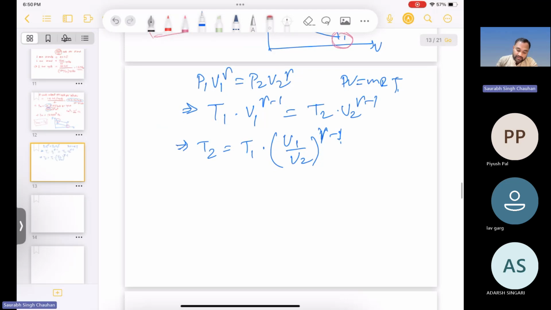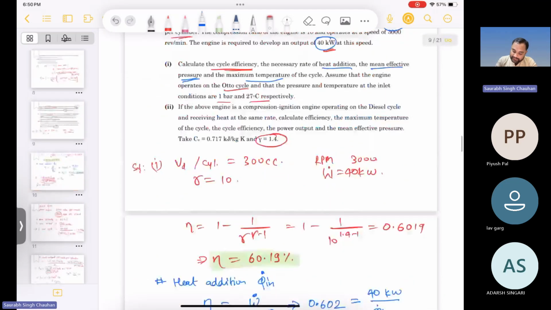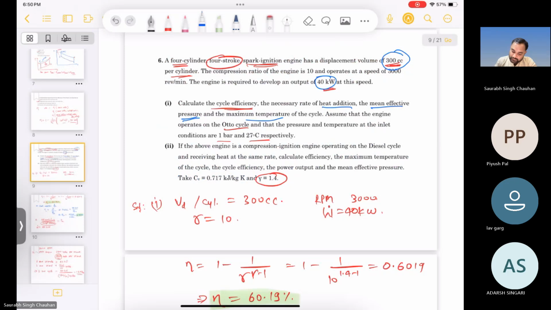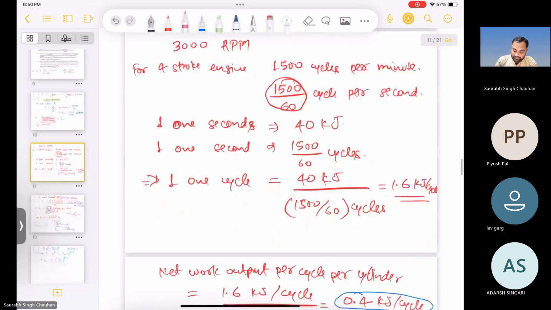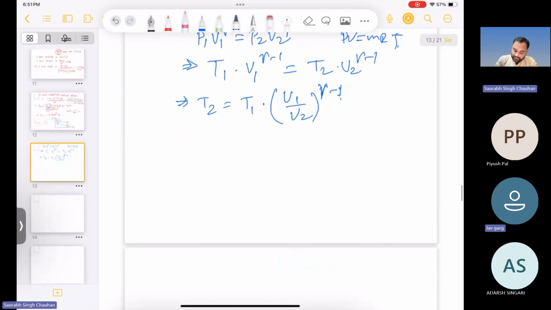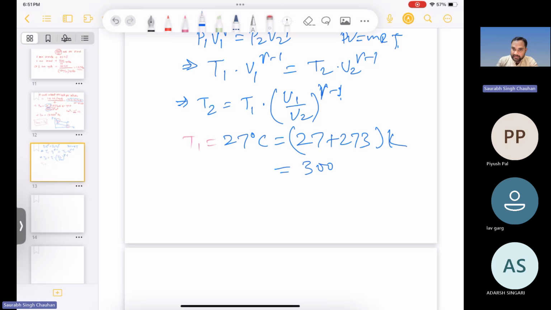T1 is given in the question. So how much is T1? It is given as 27 degrees Celsius. Then you have to convert this into Kelvin: 27 plus 273, or 300 Kelvin. So T2 comes out to be 300 Kelvin times V1 by V2.